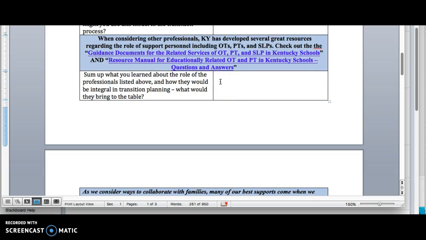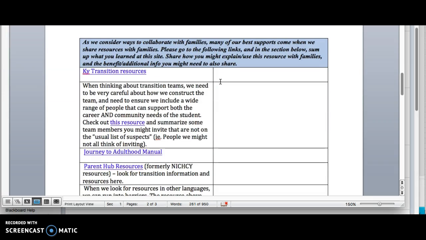Related service providers are fantastic resources when we're looking at transition services. So we want to make sure that we fully understand their roles in the IEP process and the ARC process and what they can bring to the table when we're looking at transition services. So share what you've learned.